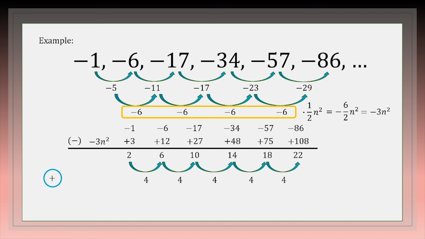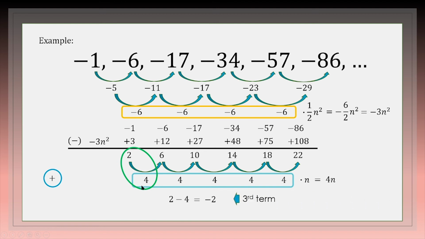Then, ang gagawin natin kapag linear sequence, i-multiply natin yung common difference natin sa value of n. So, 4 times n is 4n. And this will become the second term of the quadratic sequence. Then, para makuha yung ating third term, susubtract natin yung first term ng ating linear sequence sa ating common difference ng ating linear sequence. So, it will become 2 minus 4 is equals to negative 2. And this will become the third term of the quadratic sequence.